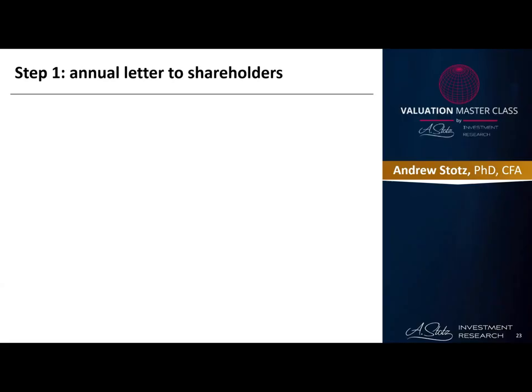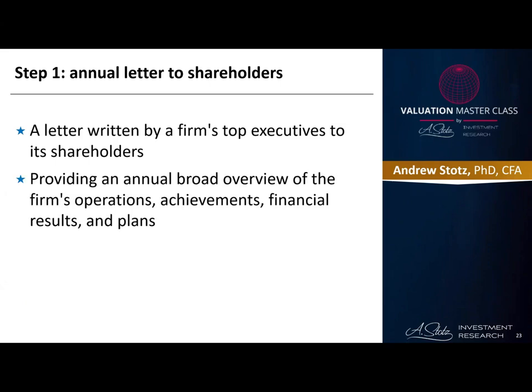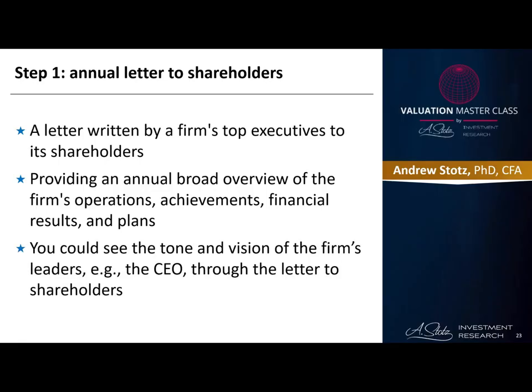Step one is about the annual letter to shareholders. It's a letter written by a firm's top executive to its shareholders. It provides an annual broad overview of the firm's operations, achievements, financial results, and plans. You will see the terms and visions of the firm listed, from the CEO to the shareholders.